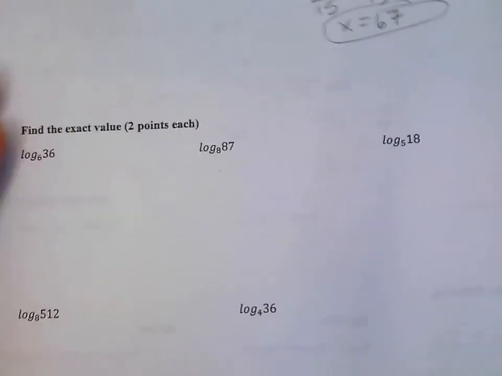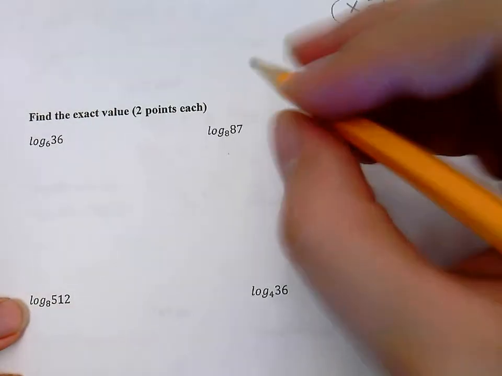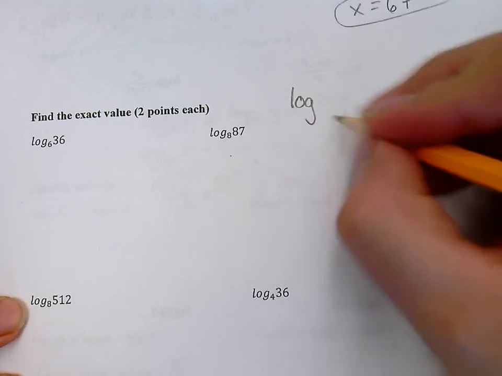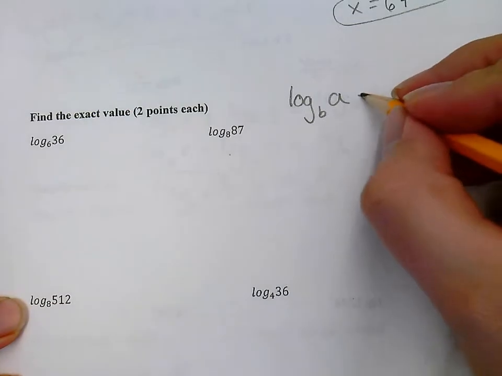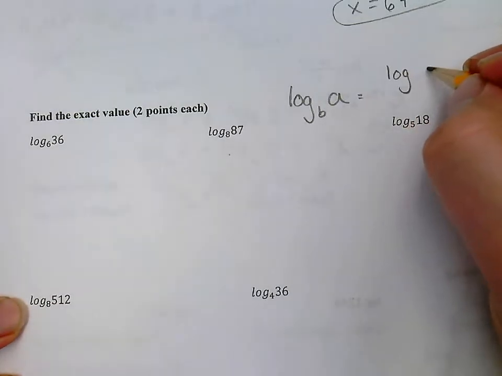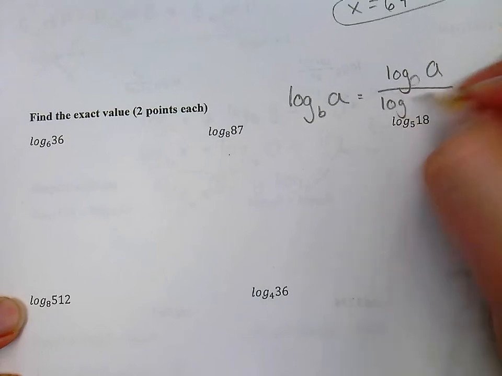Now the last thing in this chapter is to find the exact value. We're going to find the exact value by using the change of base formula. Now the change of base formula is this. We have everything looking like this, log base b of a. To do the change of base, we're going to take the log of a over the log of b.